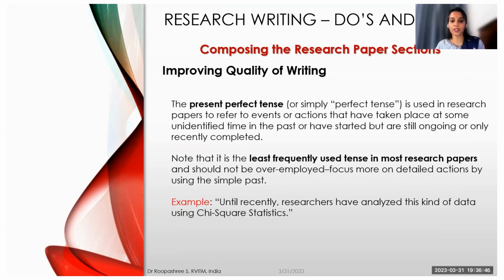Now to the next tense, that is the present perfect tense. Usually it is less frequently used, and if it is used, it is to refer to events or actions that have taken place at some unidentified time in the past, or have started but are still ongoing, or even if they have been recently completed. For example, researchers have analyzed this kind of data using chi-square statistics.